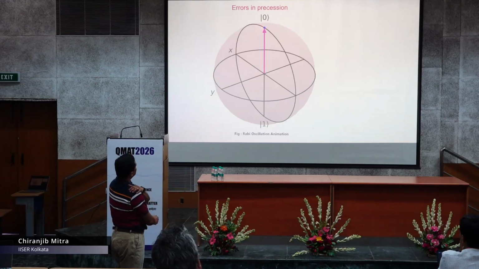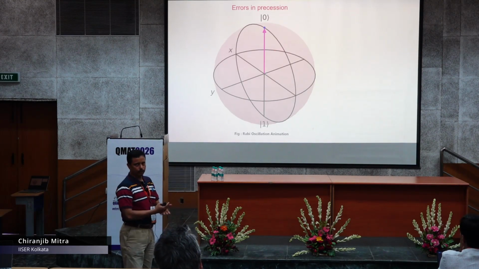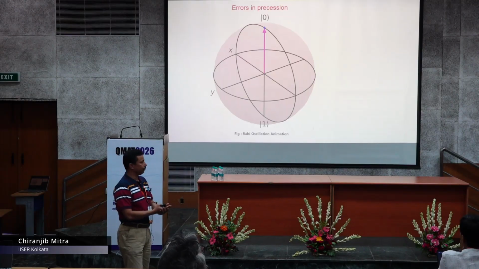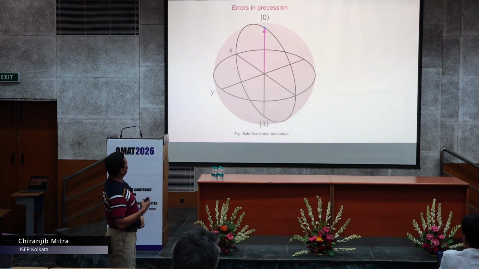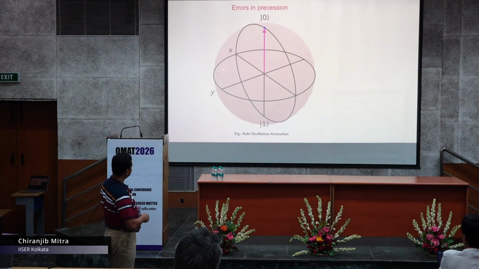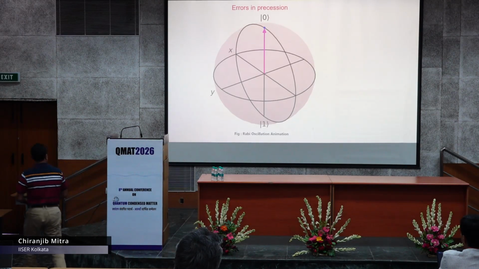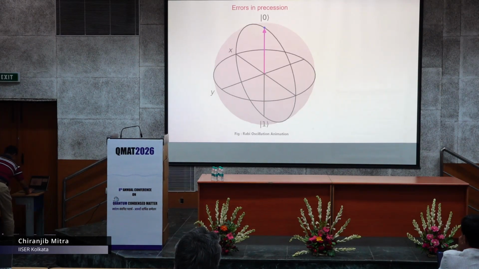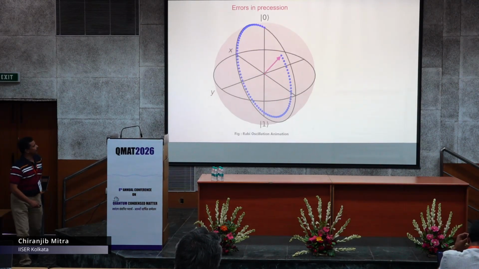Supposing I'm giving a pulse, this is a Bloch sphere, and any qubit operation is basically a rotation on the Bloch sphere. Depending on how I am giving the microwave, along the x-axis or y-axis, the spin will precess. And there's a video, so I'll just play it. So you can see that it is coming down.